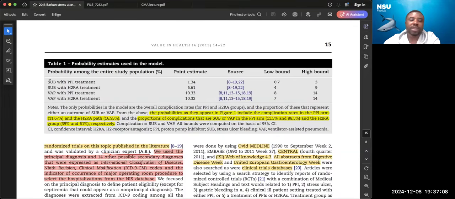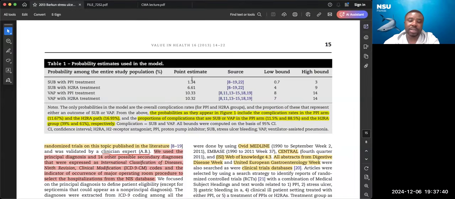So patients with stress ulcers were those that develop stress ulcers with PPI, the percentage is 1.34. And those that developed stress ulcers with H2 arrays, the percentage is 6.61. Those that developed the VAP with the PPIs was 10.33. And then those that developed the VAP with the H2 arrays was 10.23.